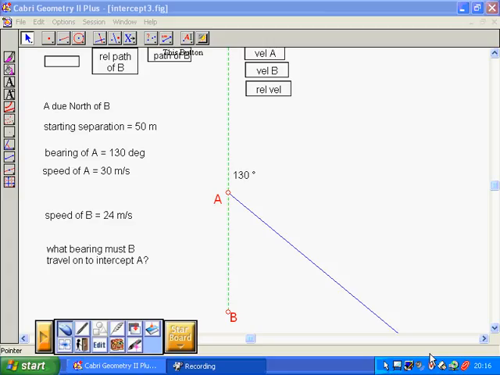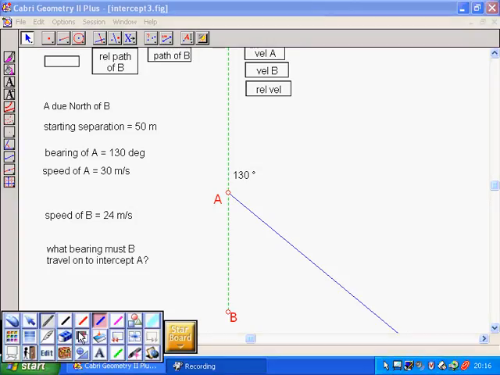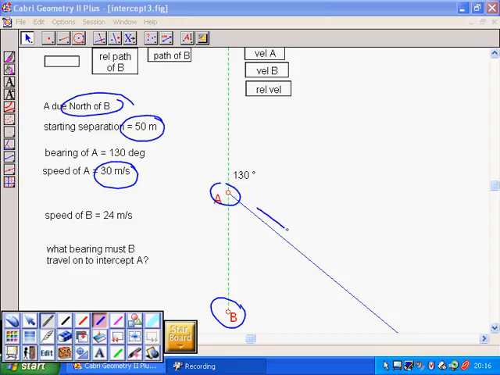Slightly surprisingly, there are some occasions when B could take two different trajectories and still hope to intercept A. Let's look at a situation very much as before. You're in B, you spot A due north of you, 50 meters away, still going at 30 meters per second, but now it's going on a bearing of 130.